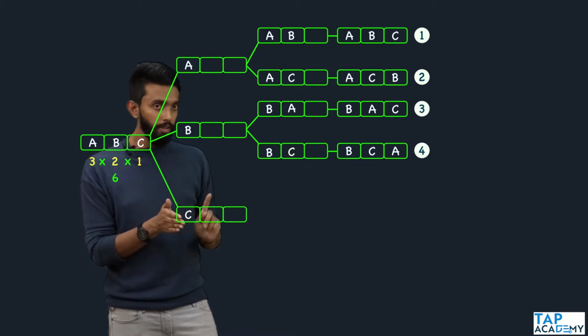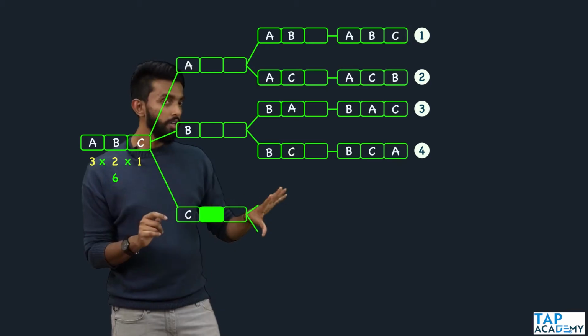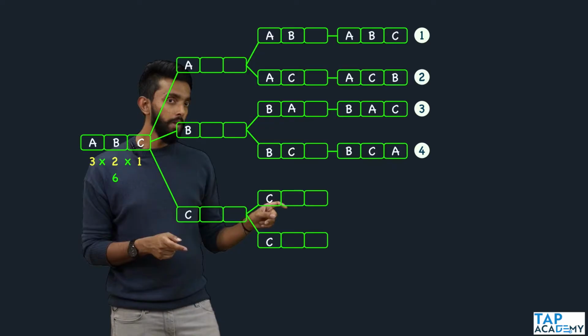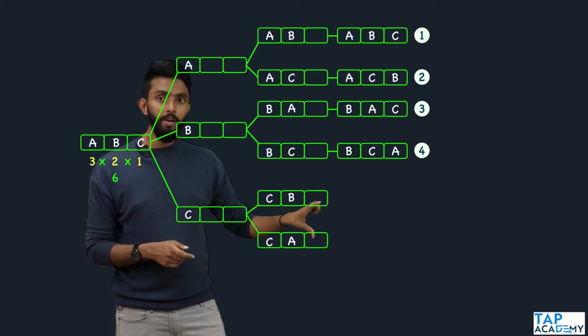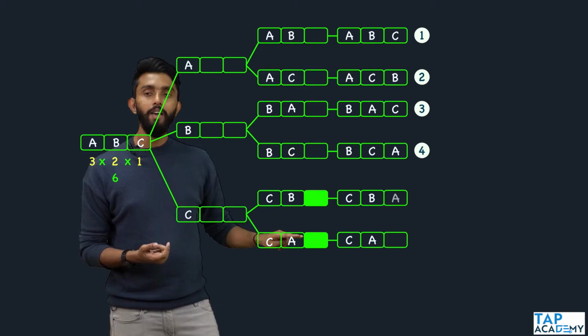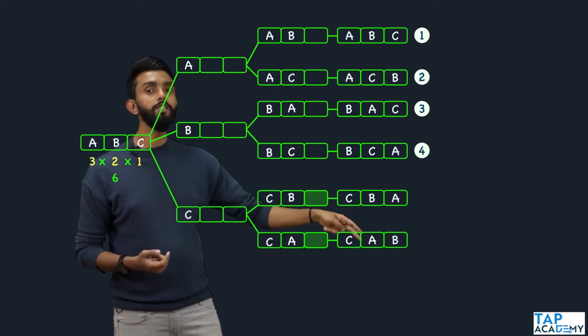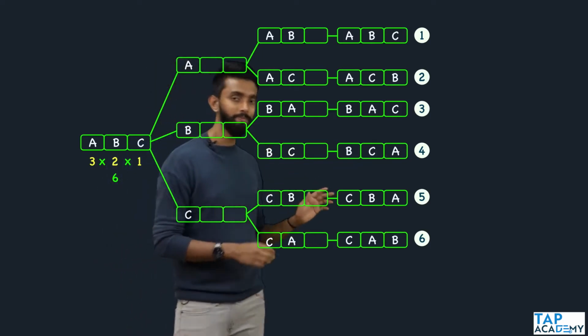Coming to the C is fixed. Let us talk about the second box. So you know there are two possibilities here. One can be B, one can be A. Any confusion till here? Next, what is remaining is these two boxes and it's the remaining character. So in this case it will be A, in this case it will be B. So CBA, CAB. 6 possibilities and I am numbering them 1, 2, 3, 4, 5, 6.